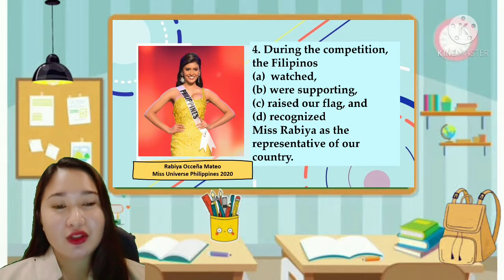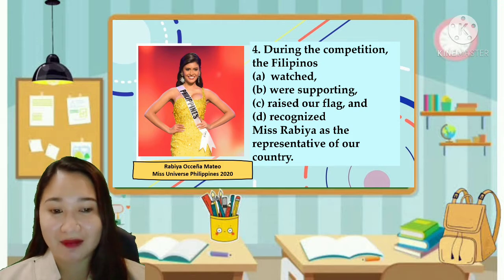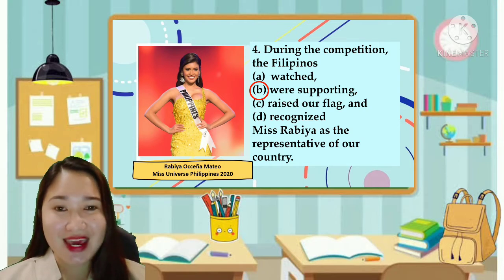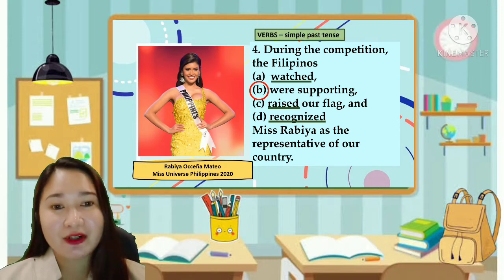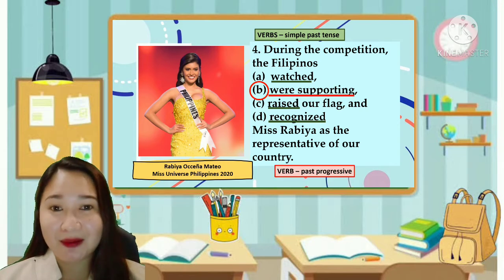Number 4. During the competition, the Filipinos watch, were supporting, raised our flag, and recognized Miss Rabia as the representative of our country. Which part of this sentence suggests an unmatched pattern? Letter A? Is it letter B, C, or D? Correct, it's letter B. Watch, raised, recognized are examples of verbs written in simple past tense. While we're supporting is an example also of a verb, but it is written in past progressive form.